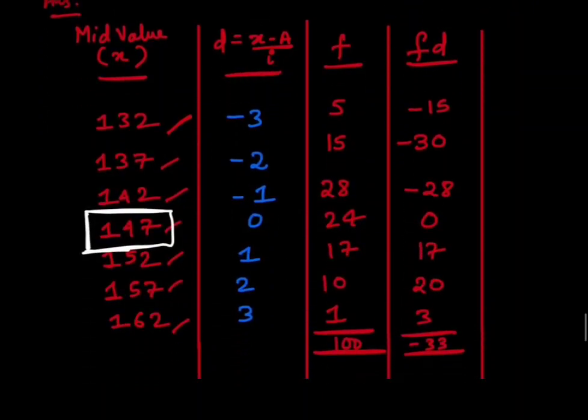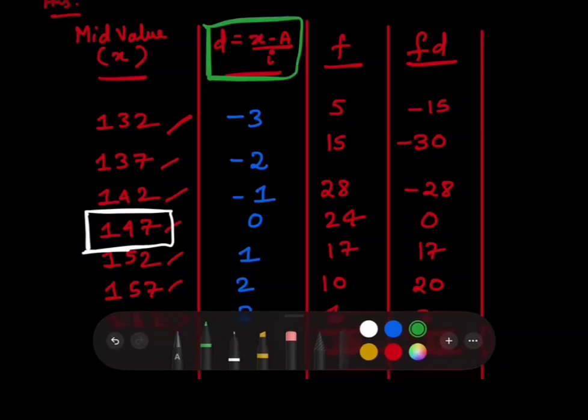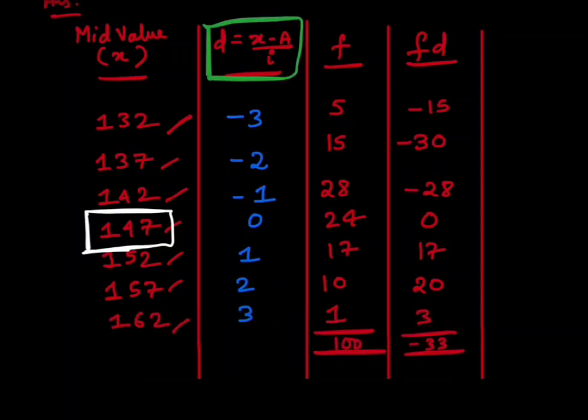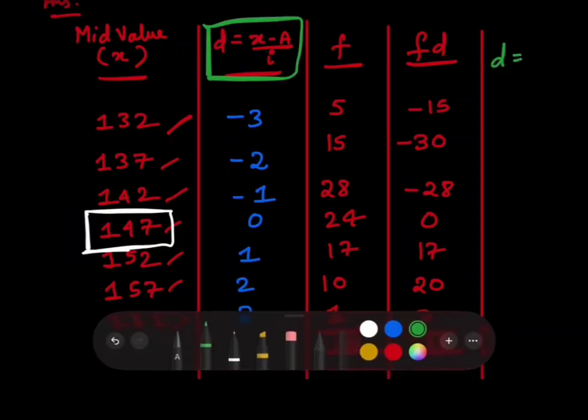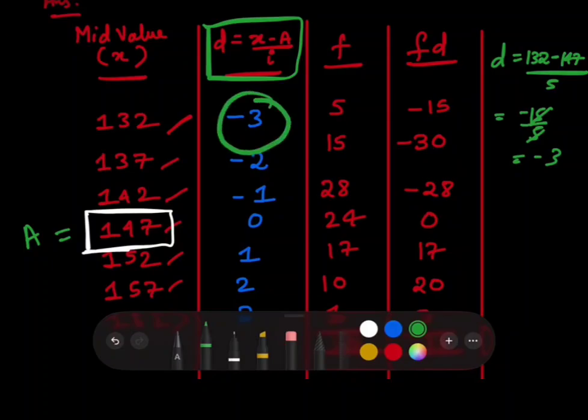So how do we find d? D is x minus a by I. So for the first one, d equals, what is the value of x? It's 132 minus a. A we have taken as 147, the assumed mean. So 132 minus 147 divided by I, which is 5 as I told you earlier. So it becomes minus 15 divided by 5, so it is minus 3. So the first d is minus 3.